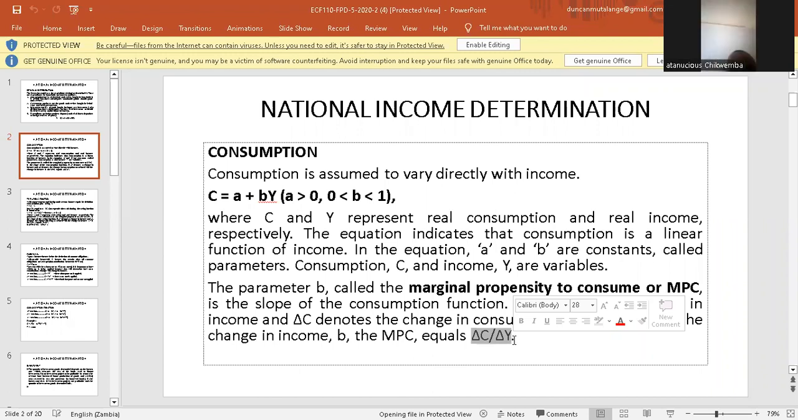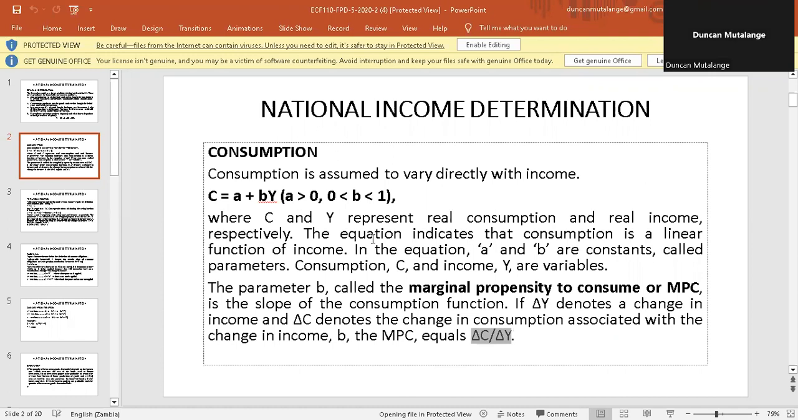Mr. Duncan, are you presenting something? Yes, I'm sharing my screen. I believe you can see it. No, apart from the same handouts. I don't know if you're writing something. No, I was just referring from the same. You can see the consumption on my screen, right?